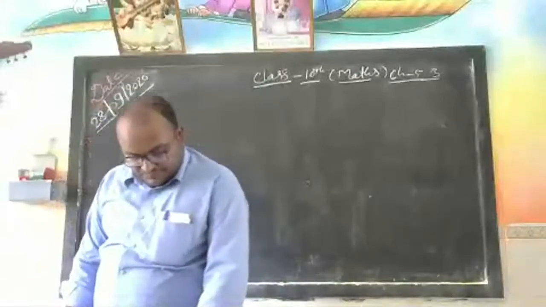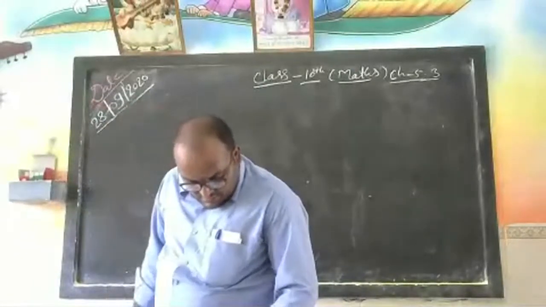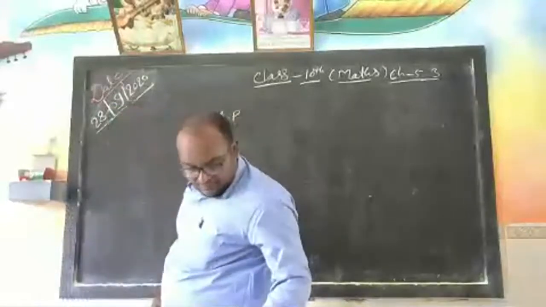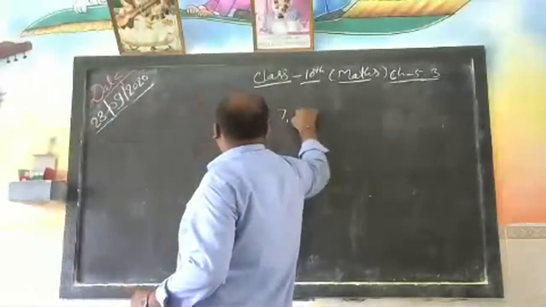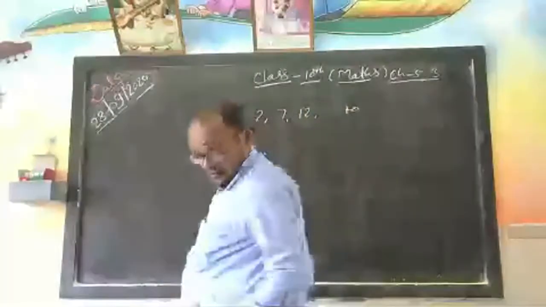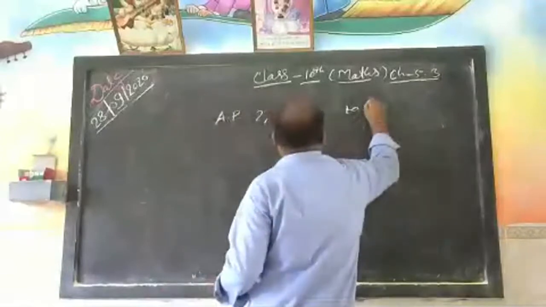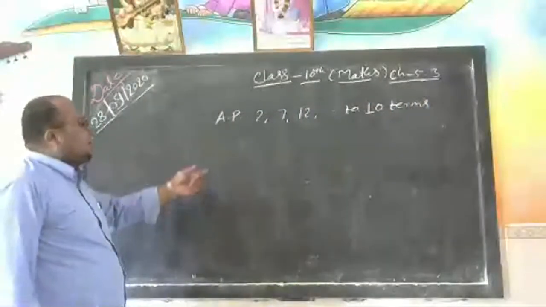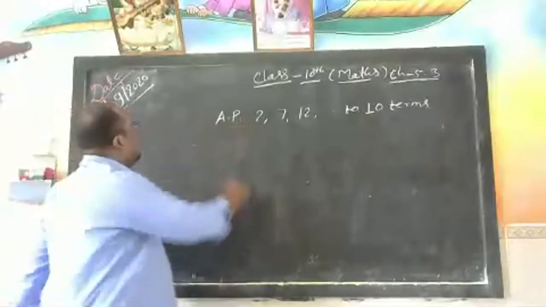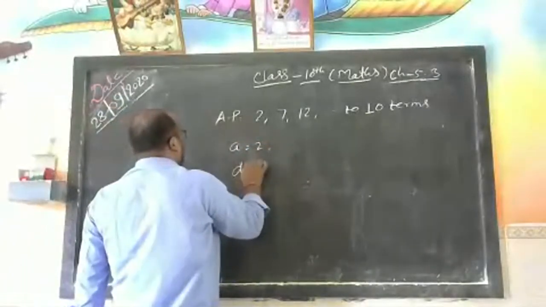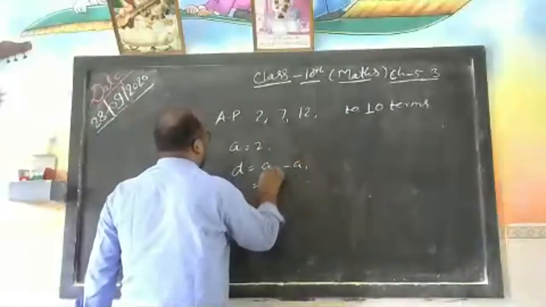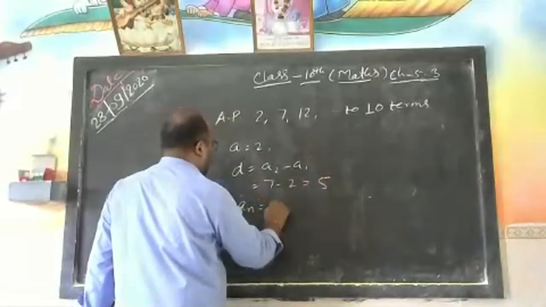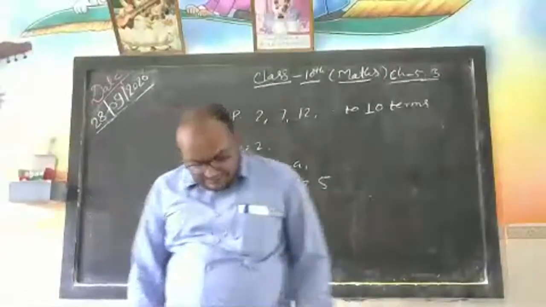Question number 1 from your book. Find the sum of the AP. The AP is given here: 2, 7, 12, up to 10 terms. So, in this question, you have a is equal to 2, d is equal to a2 minus a1, which means 7 minus 2 is equal to 5. And the number of terms is given here.